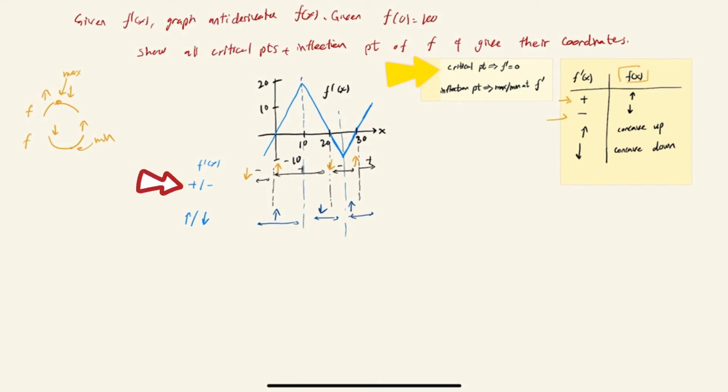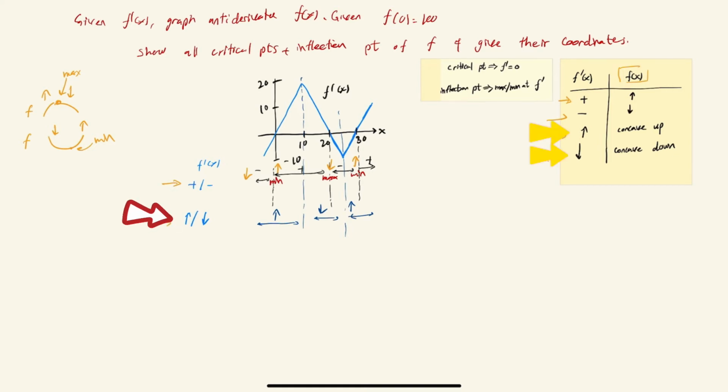So we're going to have here a critical point where f prime is equal to 0, that is when we have a crossing of the x-axis, that is at x equal to 0, 20, and 30. Now we can see there's a local minimum at x equal to 0 since the function decreases and then increases, and then we're going to have a local maximum at x equal to 20 since the antiderivative increases and then decreases. Then we're going to have a local minimum at x equal to 30 since the function decreases and then increases.